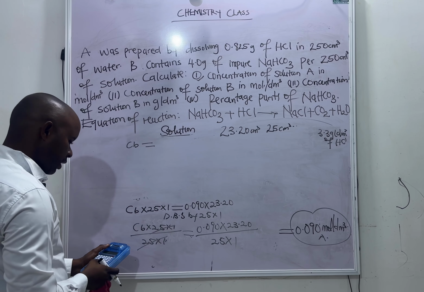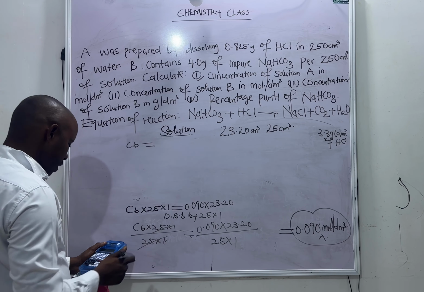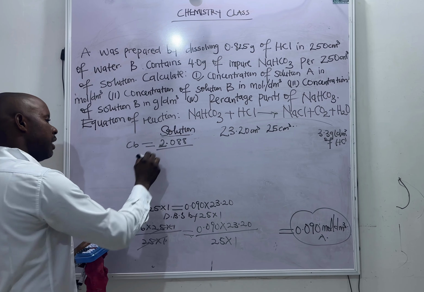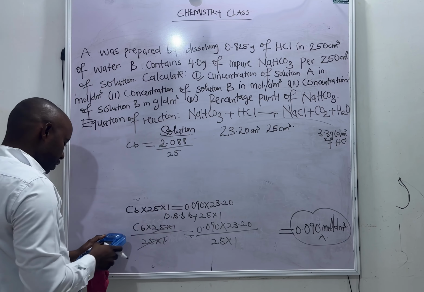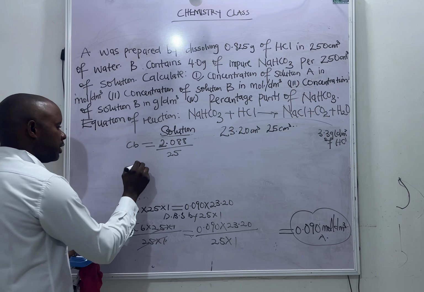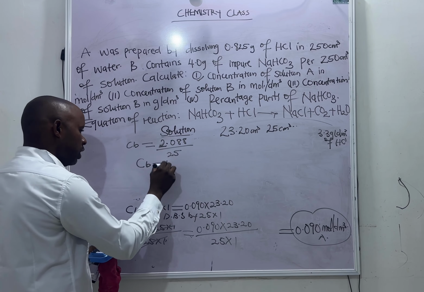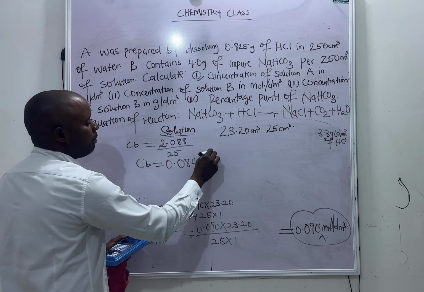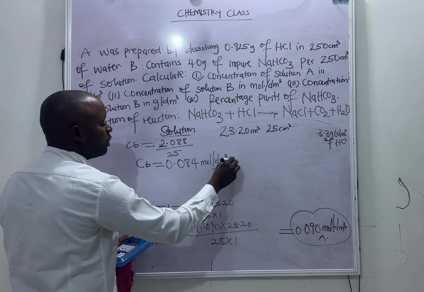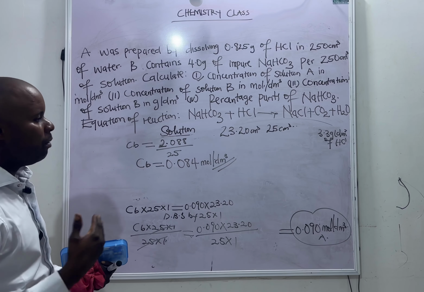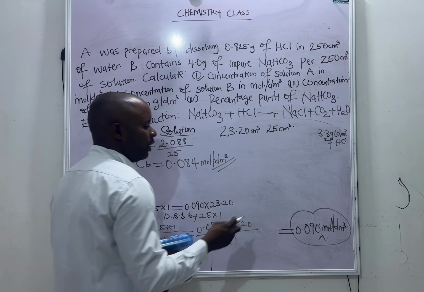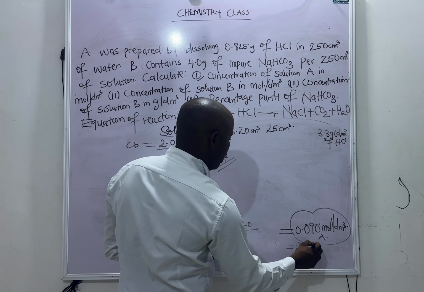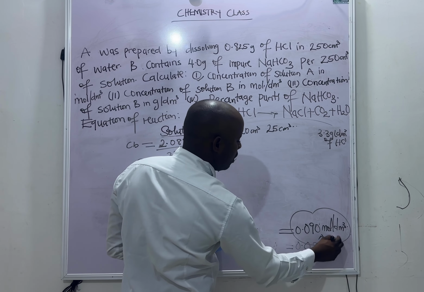0.090 times 23.20 is 2.088, divided by 25. So we're going to divide it by 25. CB, which is the concentration of B, is equal to 0.084 mole per dm cube. So this is the concentration of B. Since we are able to obtain the concentration of B and that of A, the one of B is 0.084 mole per dm cube.